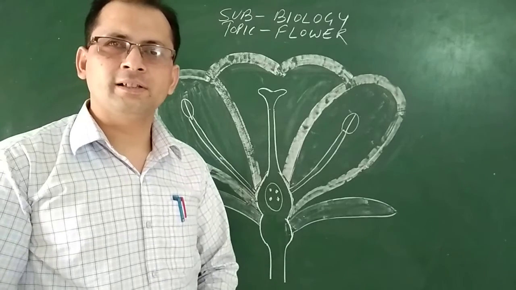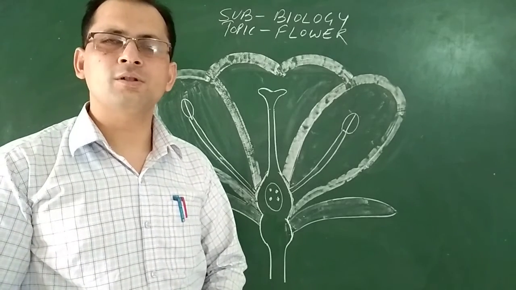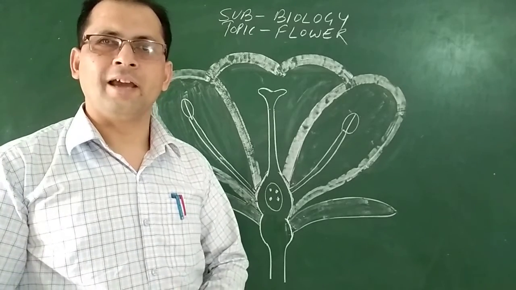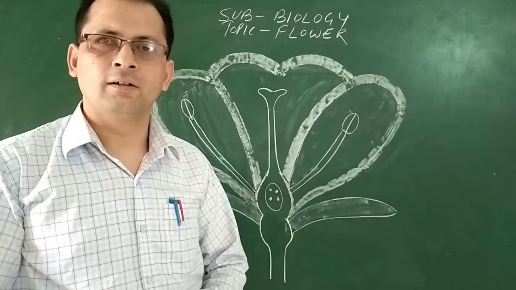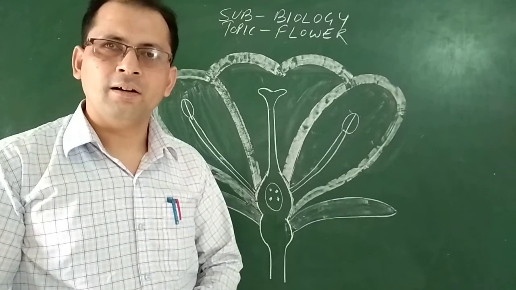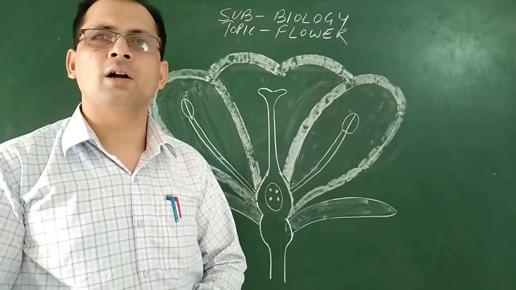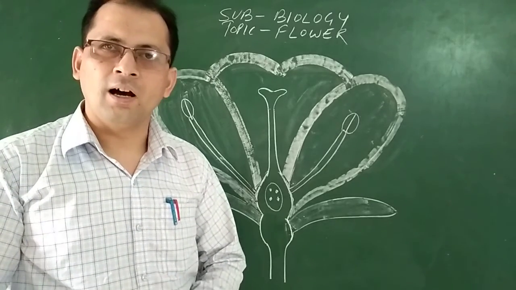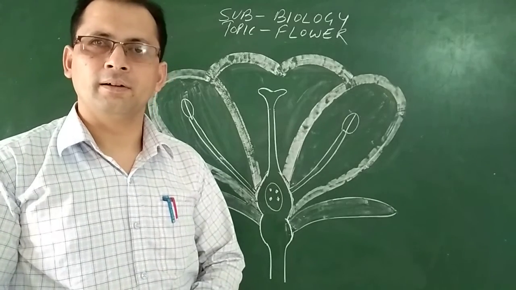Today we are going to discuss the most important, most beautiful and attractive part of the plant. Can you guess the name? Yes, it is the flower. The flower is the most beautiful and attractive part of the plant. Along with this, the flower is the reproductive part of the plant.